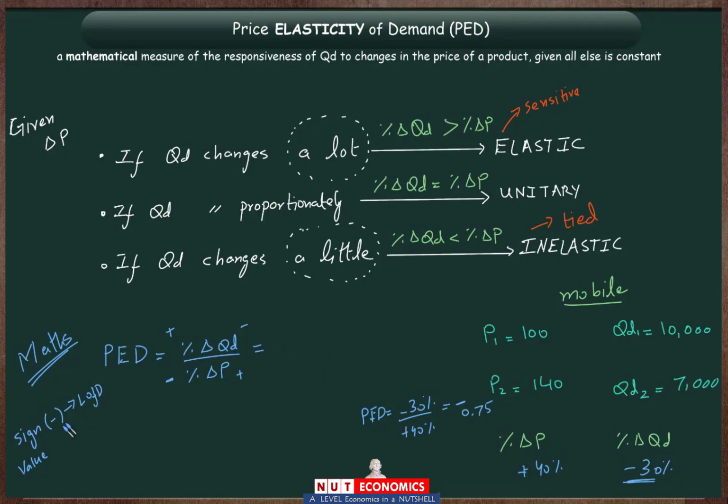This is the only thing that you need to know about the sign. Sometimes this will come up as an MCQ. Sometimes the examiner will ask this in an essay question. Why is PED always negative?